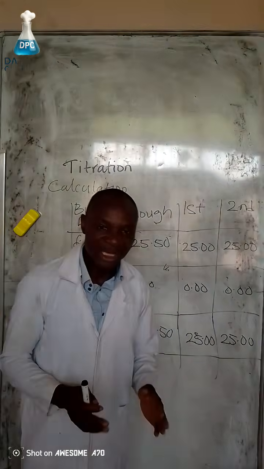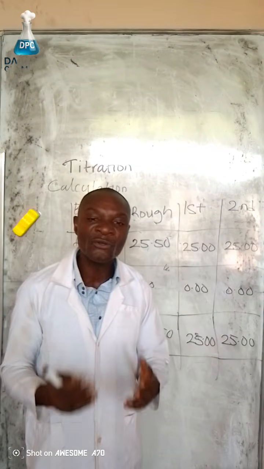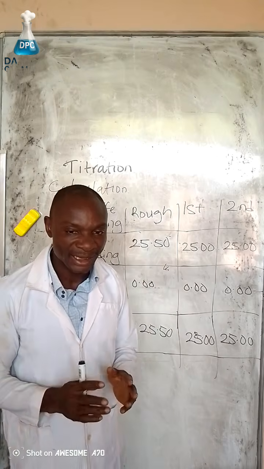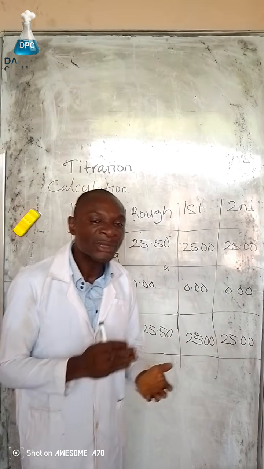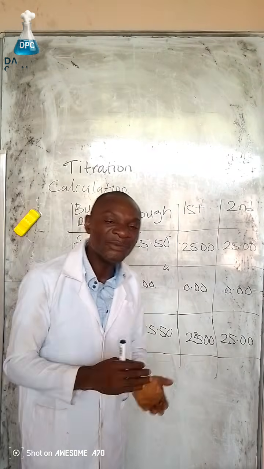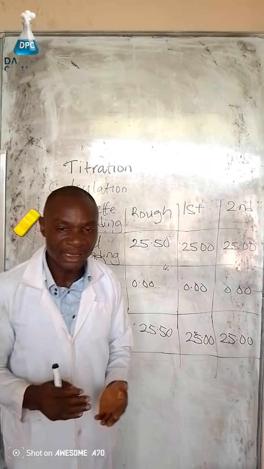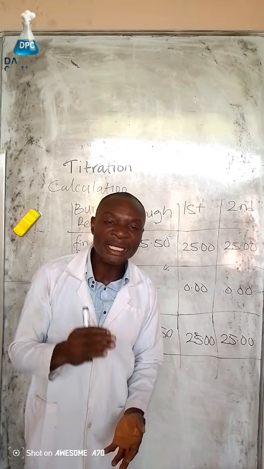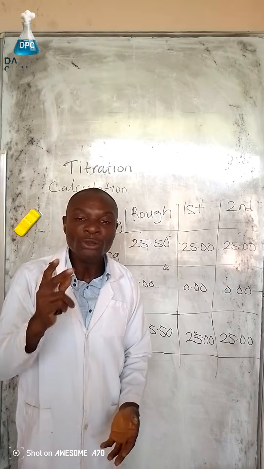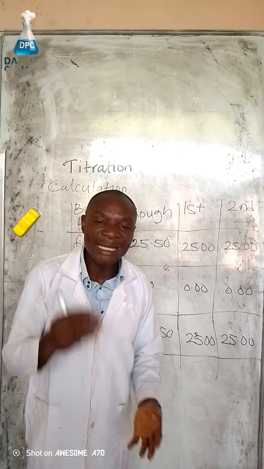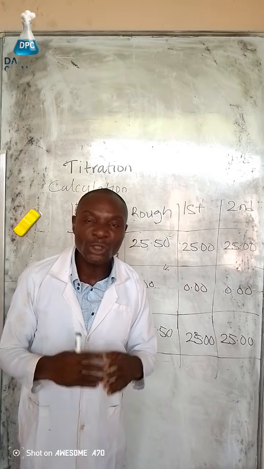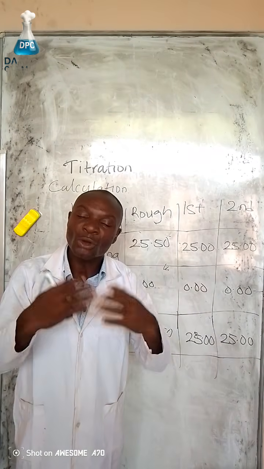Now listen, it's not a must that you refill the burette to the 0 mark. The principle is this: if after a given titration, let's say the rough titration, the volume of acid remaining in the burette is more than the volume used, it then means that the remaining volume can go for another titration. In such case, you don't need to refill, you just continue.